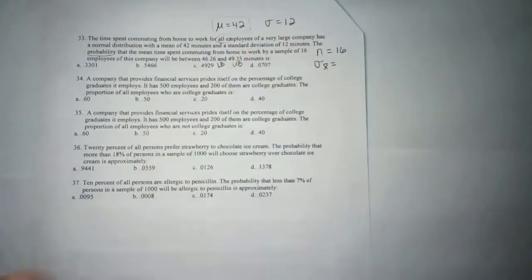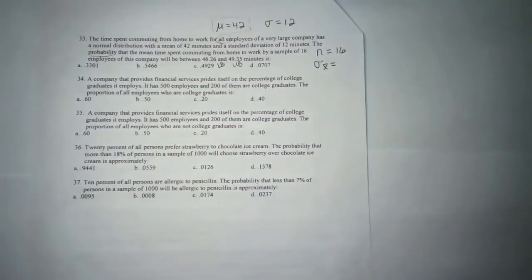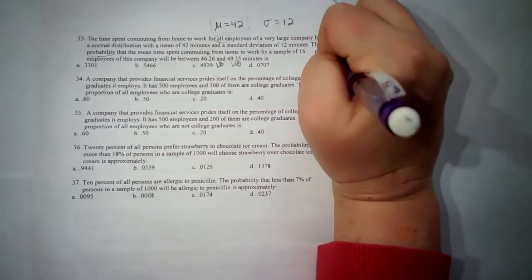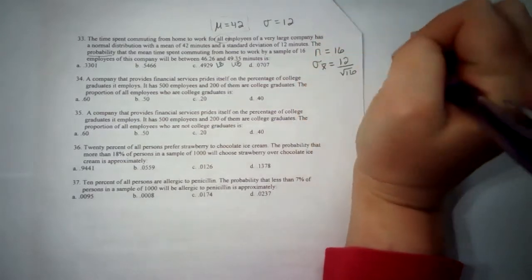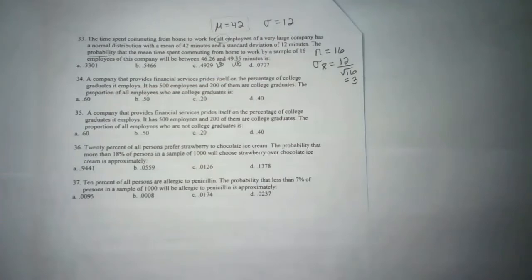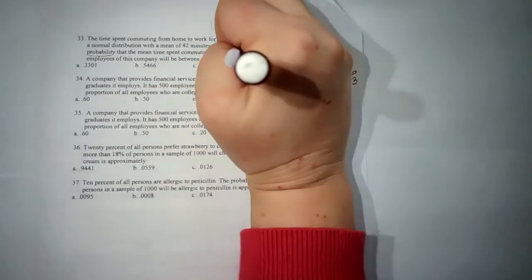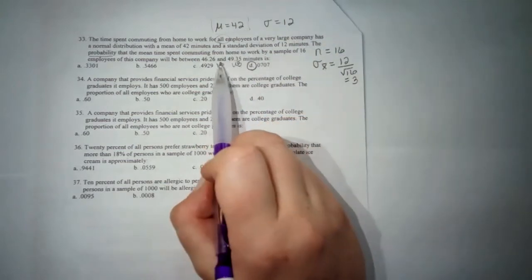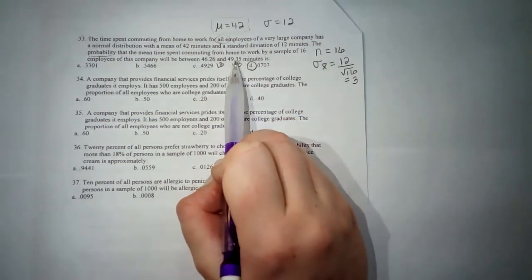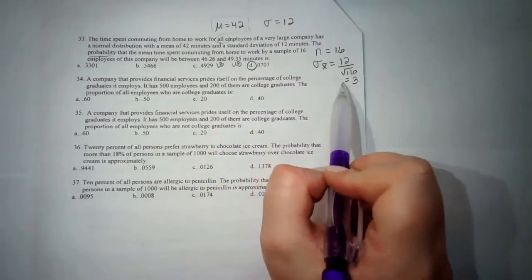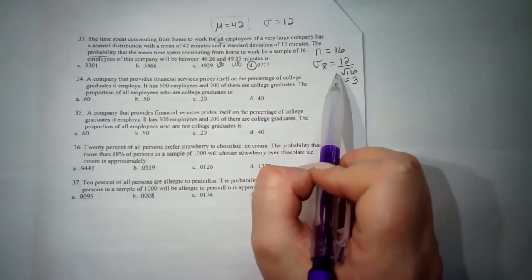We have a mean of 42. We're going to plug that into normal CDF, but we do need to find sigma x bar. So we're going to have 12 divided by the square root of 16, which will be 3. And I think it's 0.0707. Okay, so normal CDF, lower bound, upper bound, mean, but we use this sigma x bar because we had a sample size.